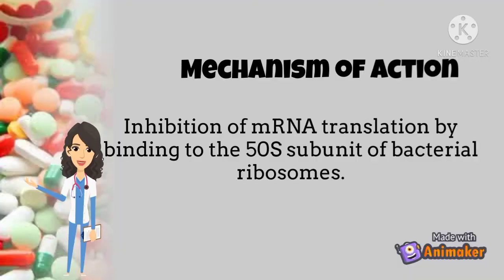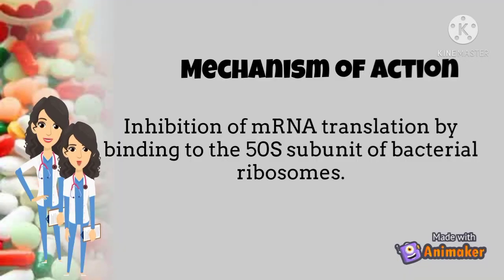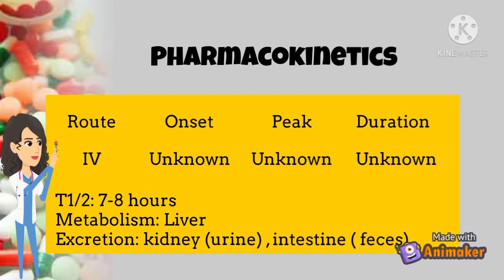For my mechanism of action, there is an inhibition of mRNA translation by binding to the 50S subunit of bacterial ribosomes. For my pharmacokinetics, for my route, I am administered IV, my onset is unknown, my peak is unknown, and my duration is unknown. My half-life is 7 to 8 hours, I am metabolized in the liver, I am excreted in the kidney in the form of urine, and in the intestine in the form of feces.